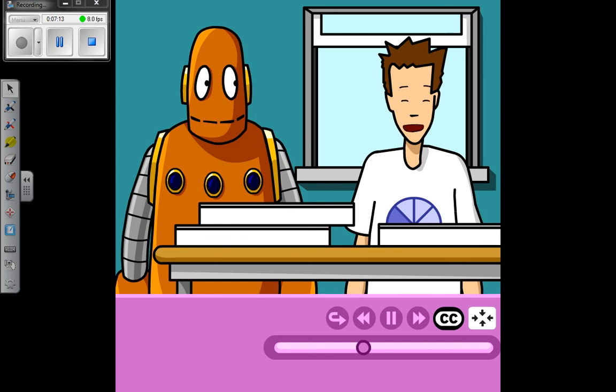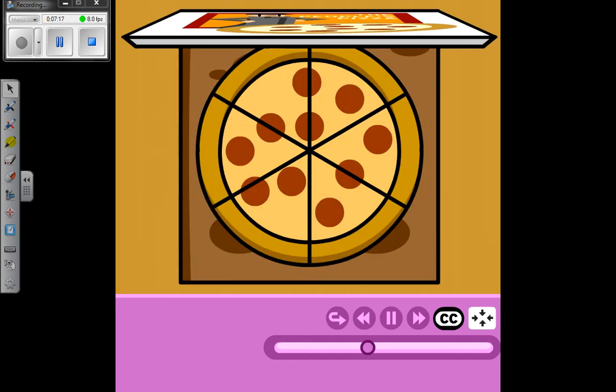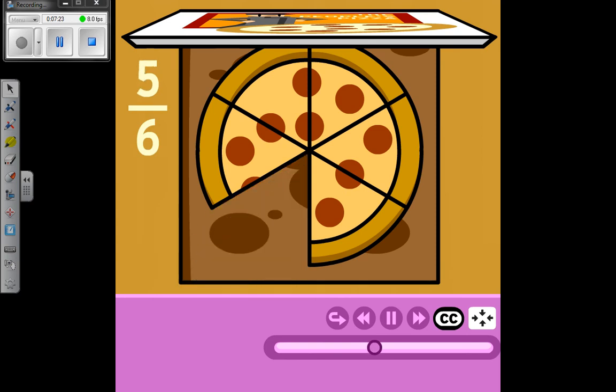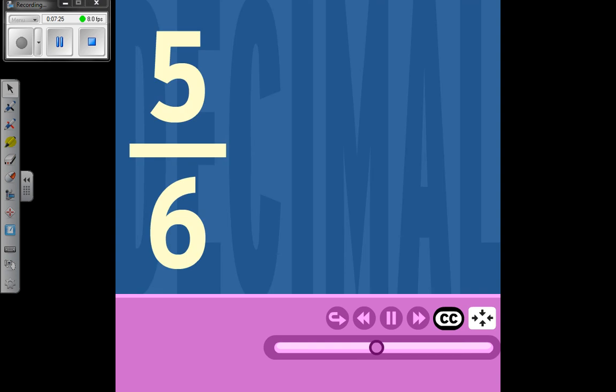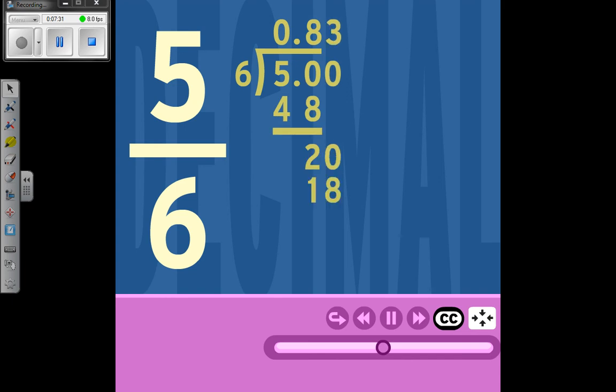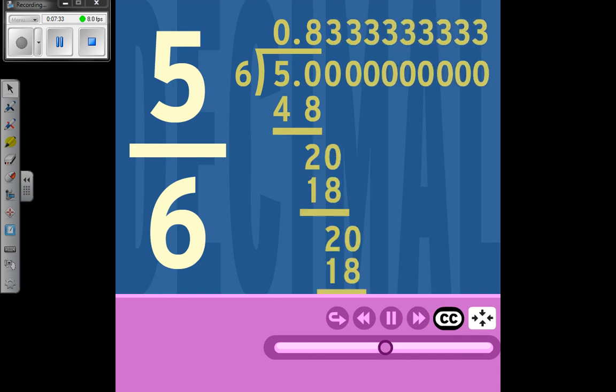Right, what about other fractions? This small pizza, as you can see, has been cut into 6 pieces. Okay, now we have 5/6 of a pizza. To write 5/6 as a decimal, we need to calculate 5 divided by 6. You can calculate it out using long division, or with a calculator if you have one available.